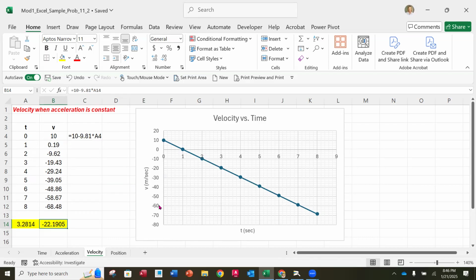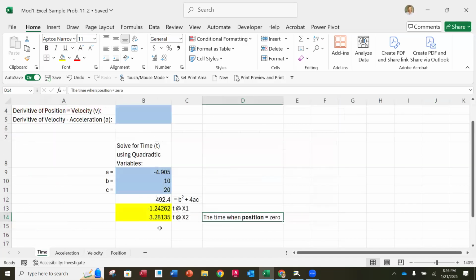Okay, did everybody get the negative 22? Okay. What was the previous one? I got 3.2135, 3.2134. See how you wrote the b squared plus 4ac? Yeah, it's not matching. This one doesn't match.